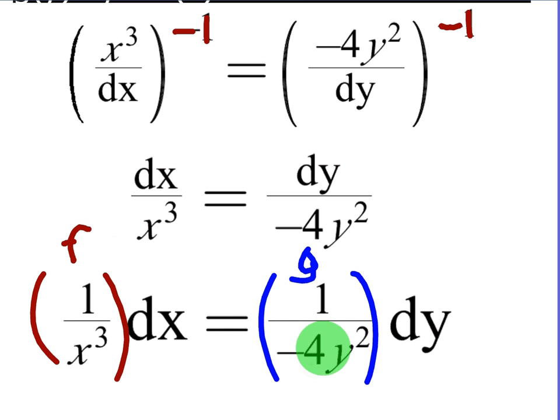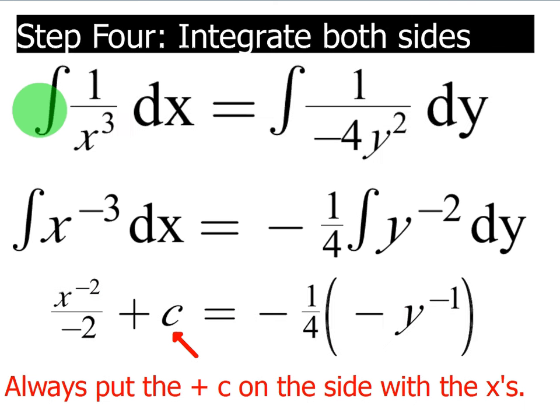Okay, so now that I've done that, I do that so that I can easily integrate this, right? So I can easily integrate 1 over x cubed, and I can easily integrate 1 over negative 4y squared. Remember, when I take the antiderivative, I want to put my plus c on my dx side. So step 4 is to integrate both sides.